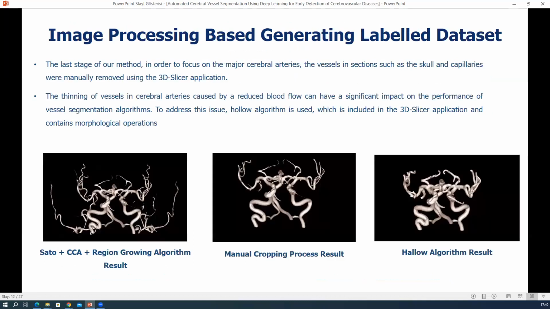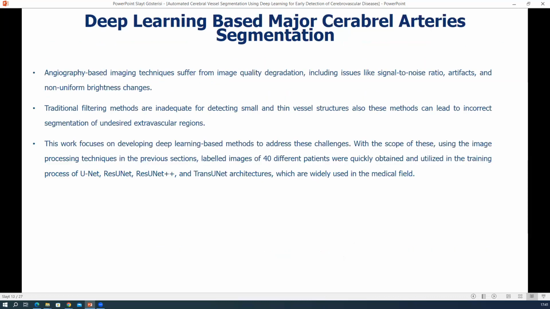In the last stage of our method, in order to focus on the major cerebral arteries, the vessels in sections such as the skull and capillaries were manually removed using the 3D Slicer application. The thinning of vessels in cerebral arteries caused by reduced blood flow can have a significant impact on the performance of the vessel segmentation algorithm. To address this issue, the Hollow algorithm is used, which is included in the 3D Slicer application and contains morphological operations. Deep learning-based major cerebral artery segmentation.